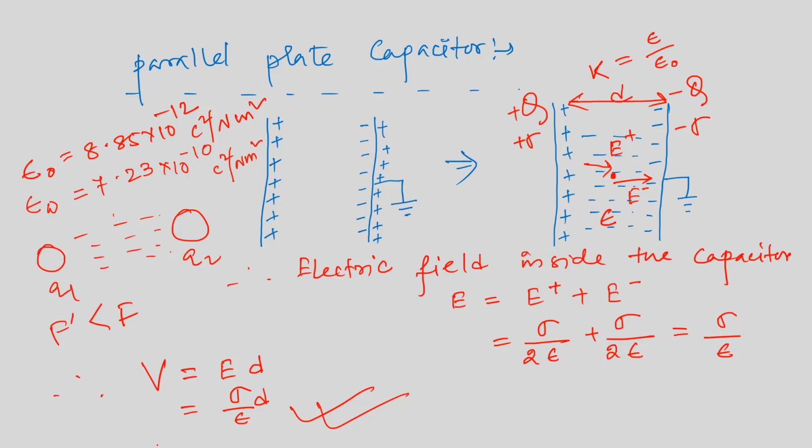Now we have found the electric potential as sigma d by epsilon. Now what is the relation between the capacitance of a capacitor and the potential of that? Do you remember that expression? Just moving to the next slide. We know that C is equal to Q by V.